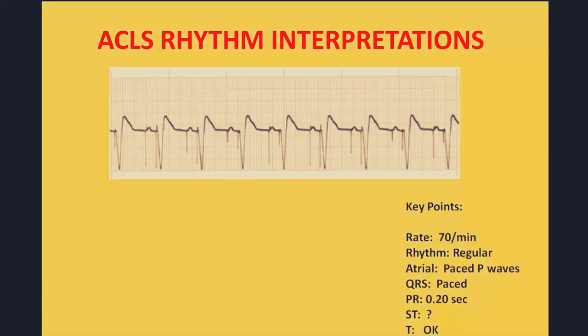This is an example of an AV sequential pacemaker, because we see a spike here followed by a P wave, and then we see a second spike which is followed by a wide QRS complex. So this is a classic example of an AV sequential pacemaker, which seems to be working properly.